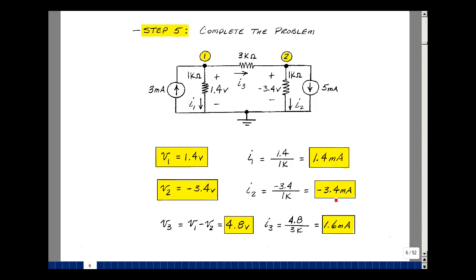The node voltage 3 I defined from node 1 to node 2. It's going to be the value of 1.4 volts minus a minus 3.4, and that gives me 4.8. And then the current that I've picked because of the polarity of voltage by Ohm's law would be 4.8 volts divided by 3K, and that's 1.6 milliamps. And this is an example using node voltage techniques with current sources.